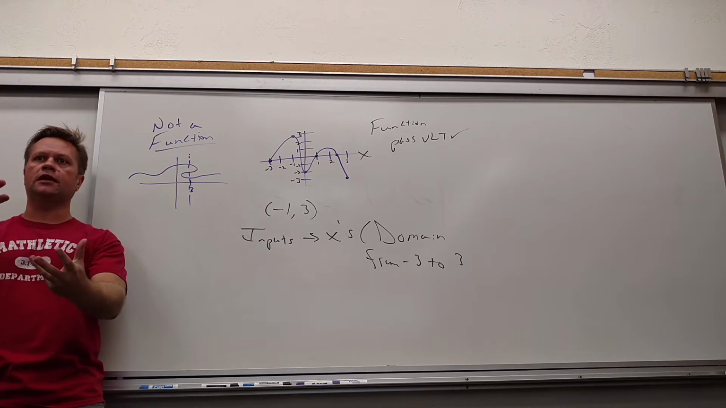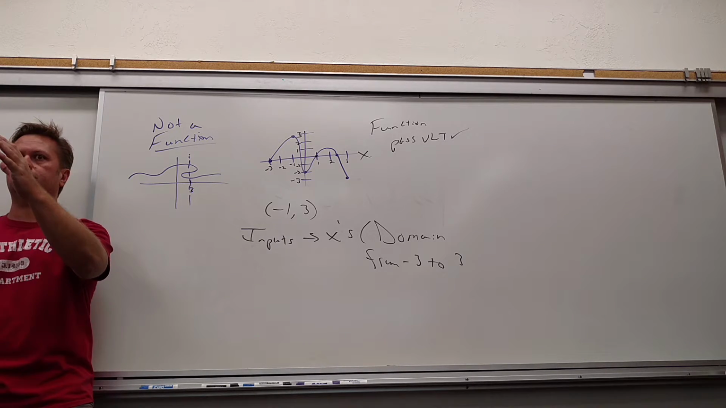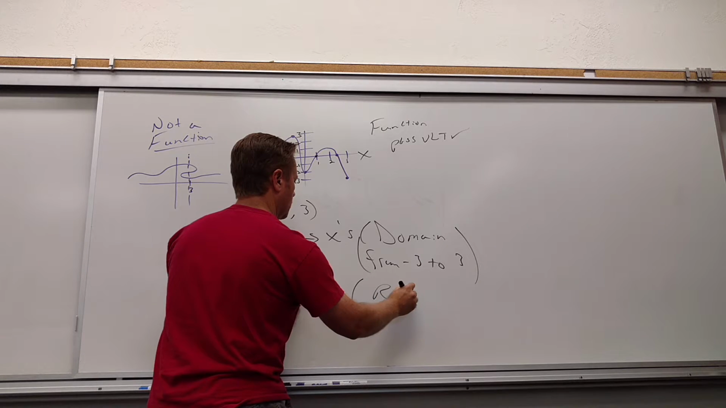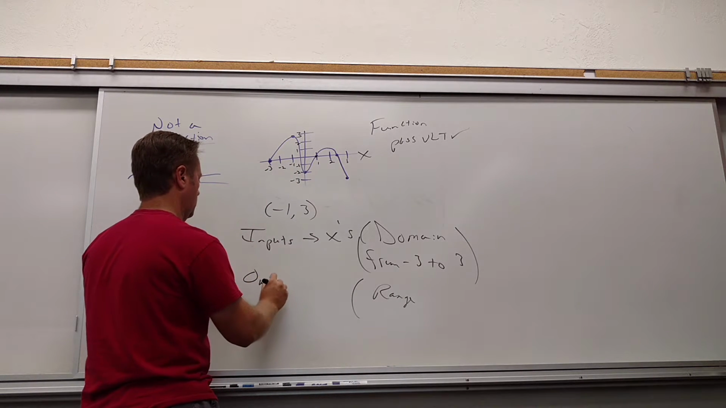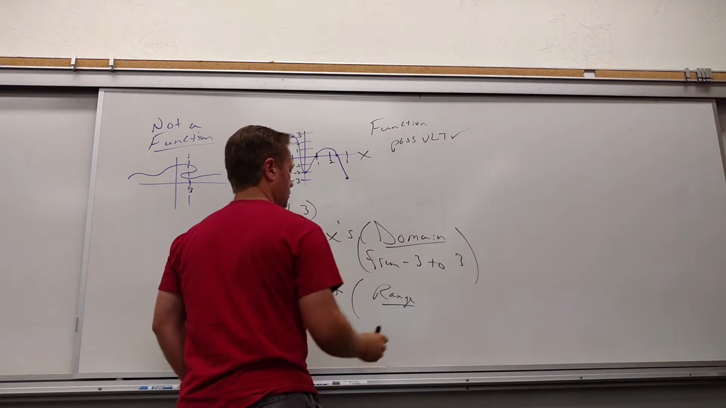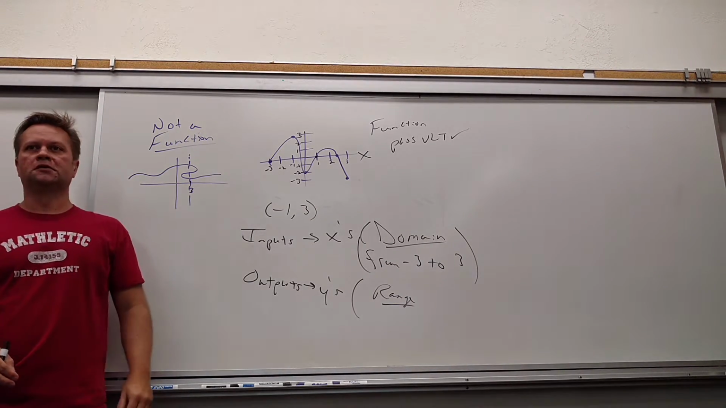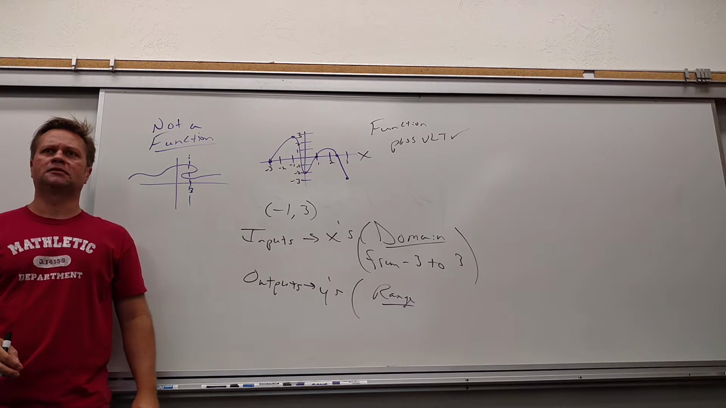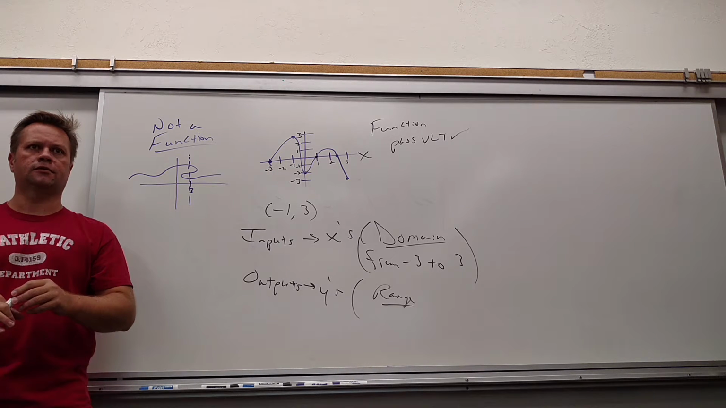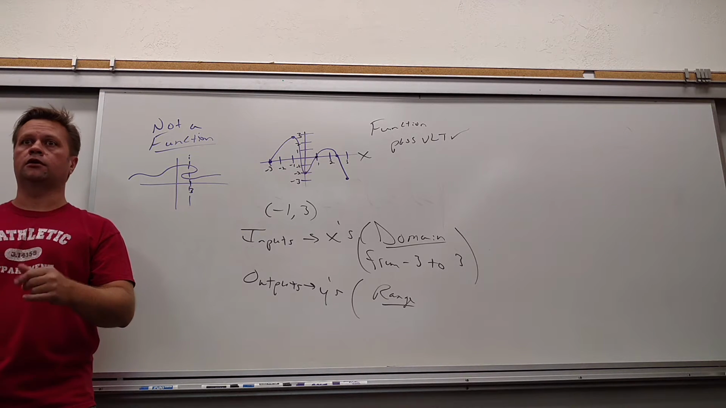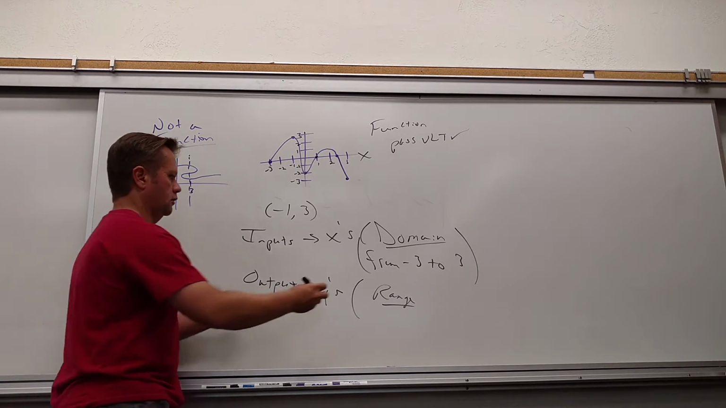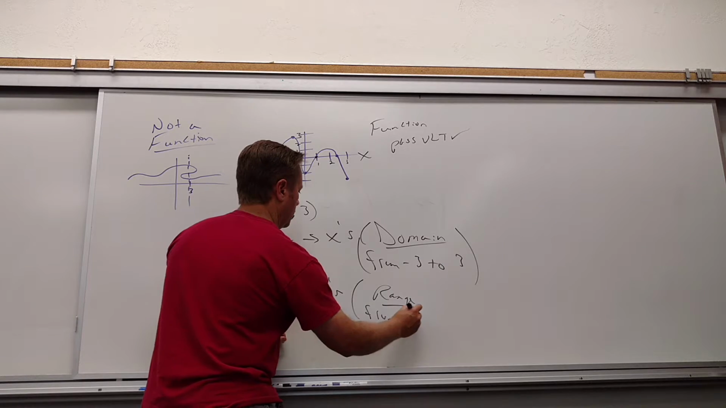The range is the same idea, except it's for the outputs. So let me just ask you, what would the range be? What's the range of this? This one you almost can't go wrong. What's the lowest output that it has? Negative 3. And what's the highest output that it has? 3. So it just happens to have the same, right? So the range here would be from negative 3 to 3.